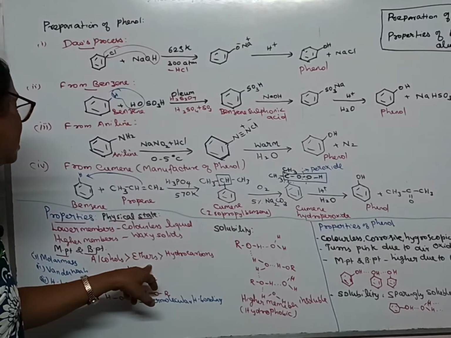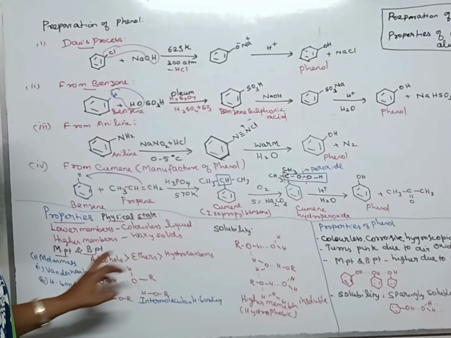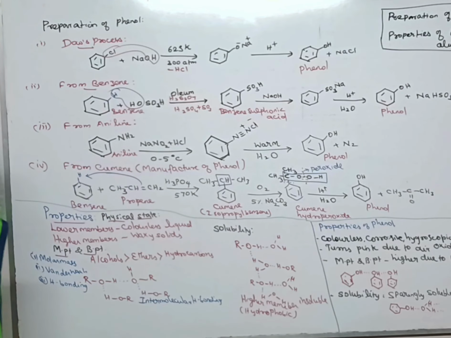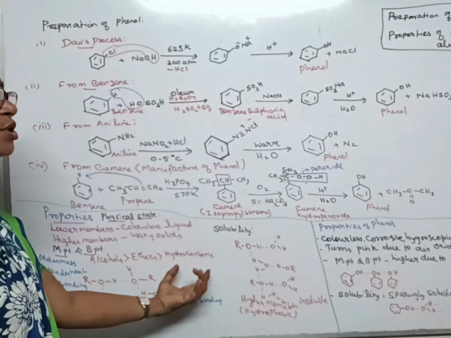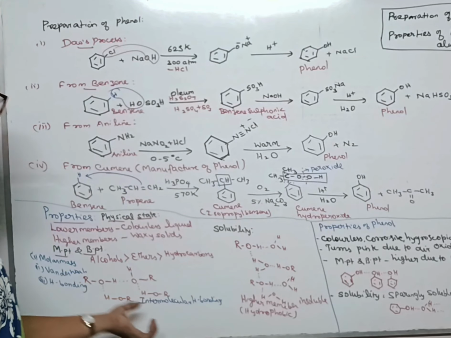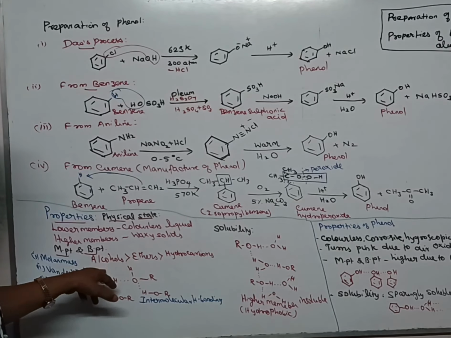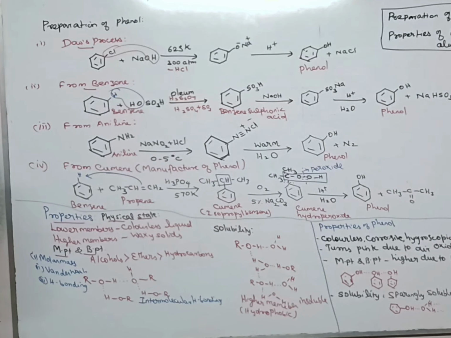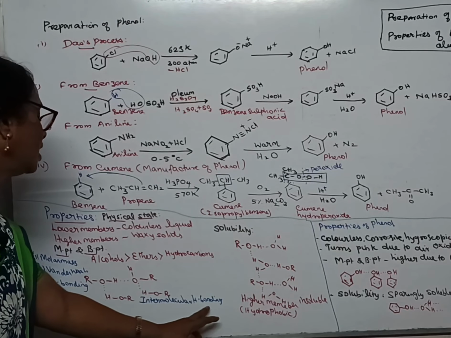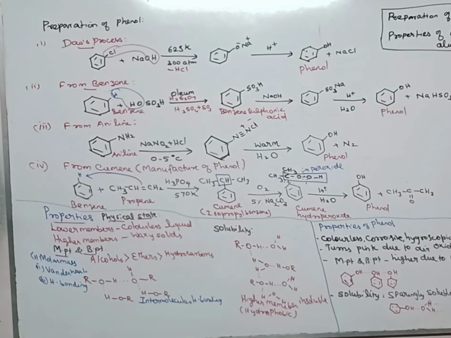compared to ethers and hydrocarbons of comparable molar masses. The molar masses of the compounds will be very close to each other. For them, when we compare, alcohol has a higher boiling point due to the presence of intermolecular hydrogen bonding.